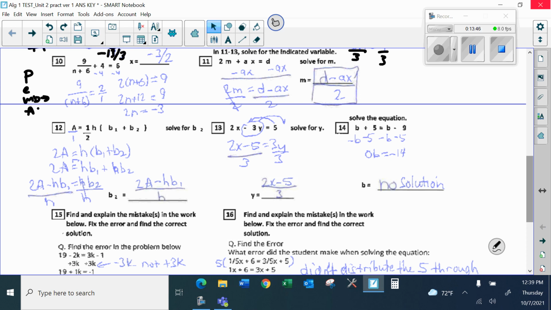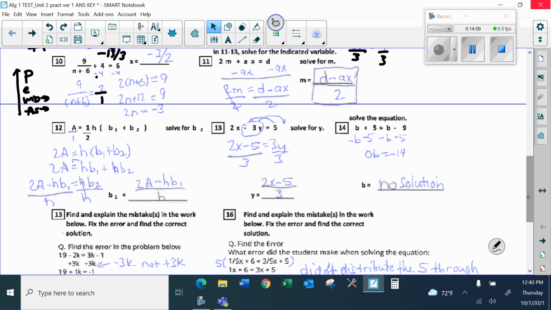Okay, always reverse PEMDAS after you do any distributive property or combine like terms. So add or subtract across, subtract the 4 across, I get 2 equals 9 over n plus 6. That's a fraction on the left, so I'm going to make it a fraction on the right. Then I just put the parentheses around the n plus 6 because there's more than one term in that spot in the denominator there.